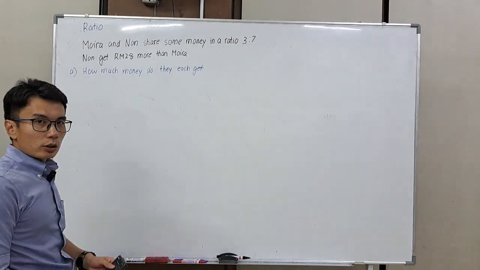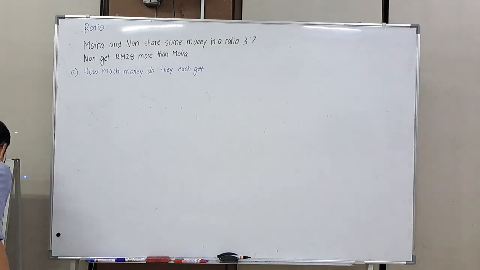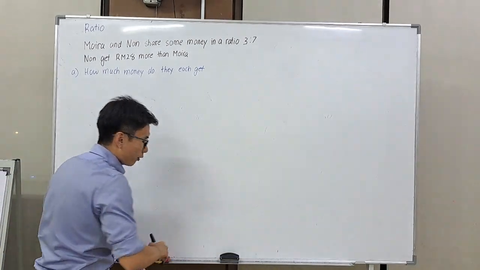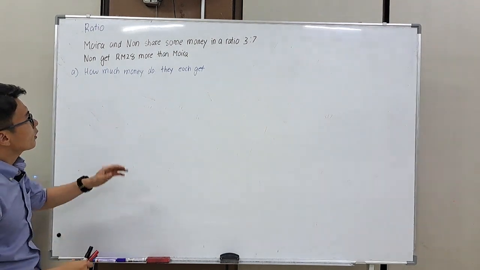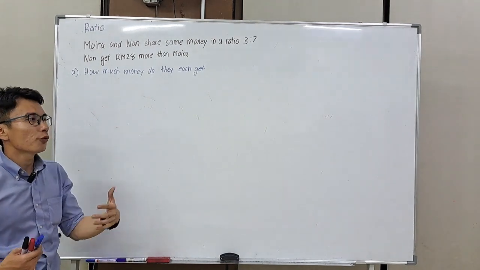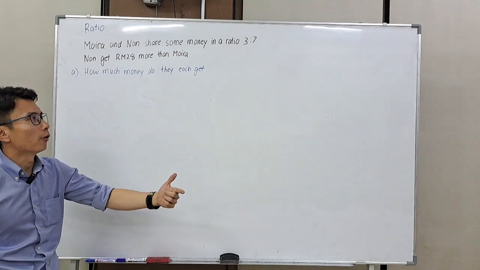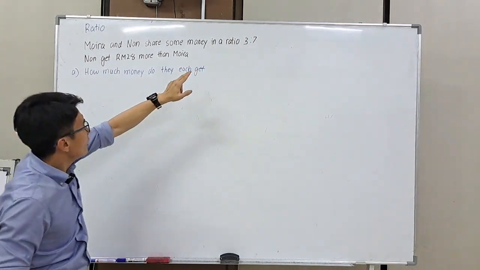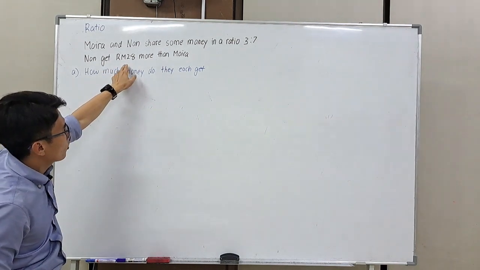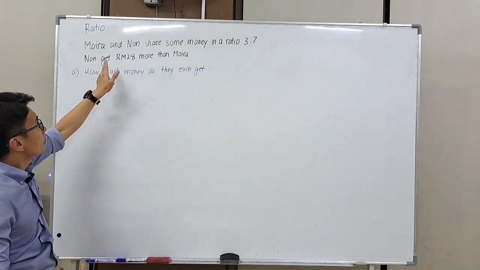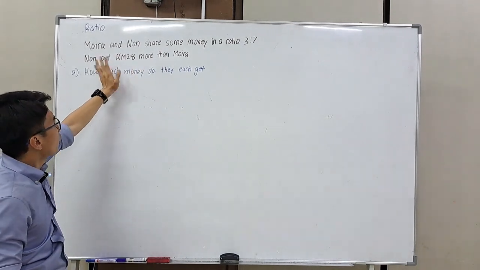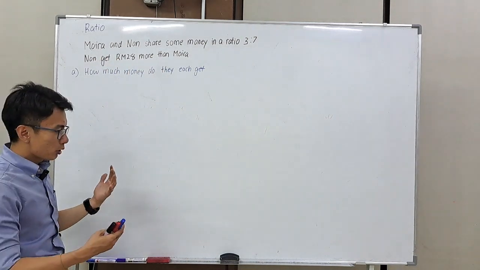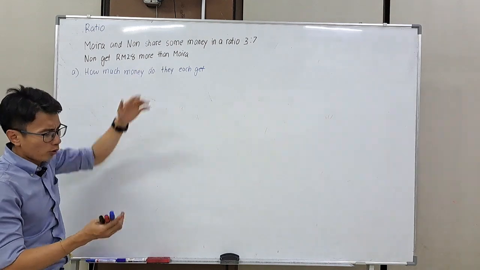Now, let's take a look at this question over here. This is going to be slightly different from all the previous examples, because in all the previous examples they gave you the ratio and the actual amount. But in this case, the question gave you the ratio, but did not give you the actual amount directly. They just tell you that Non gets 28 more than Moira. So let's try to construct our table based on all this information.